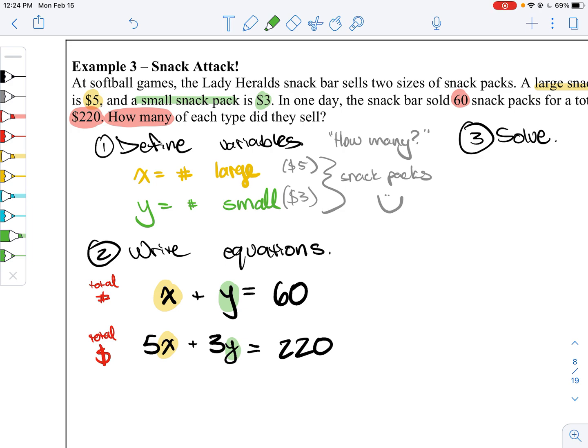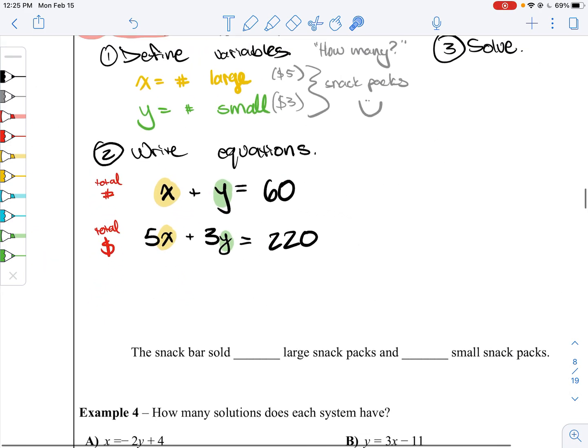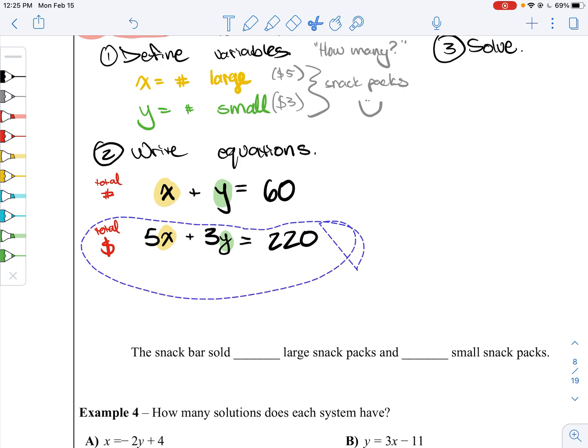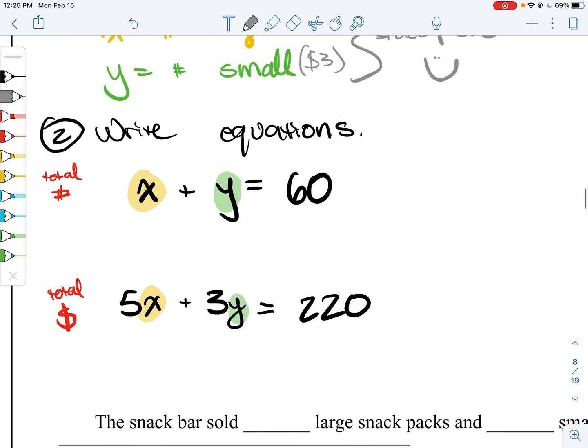Awesome. Now when I look at this, if I want to solve it, I can see that in this top equation right here, it's very easy to solve for x and y. So let's solve for y. I'm going to move this down just a little bit. To help me solve for y, I'm going to subtract x from both sides. So that tells me that y equals 60 minus x.